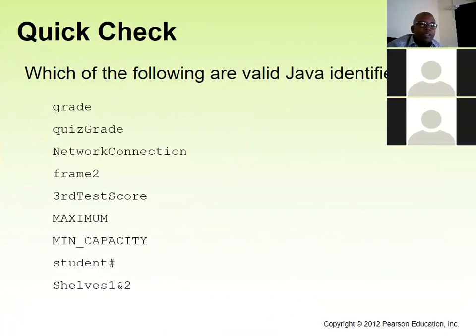Quick check. Which of the following are valid Java identifiers? And Cable, the first four are yours.